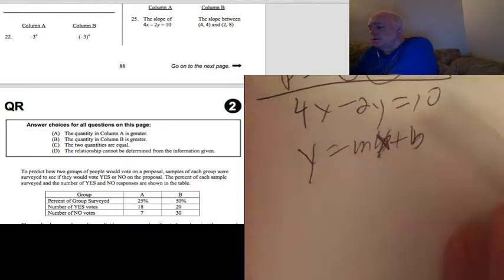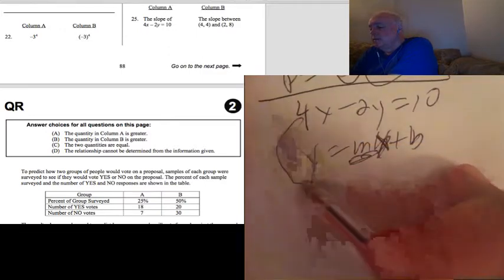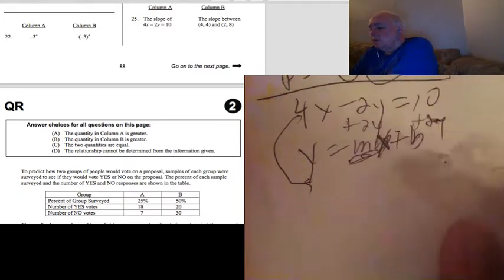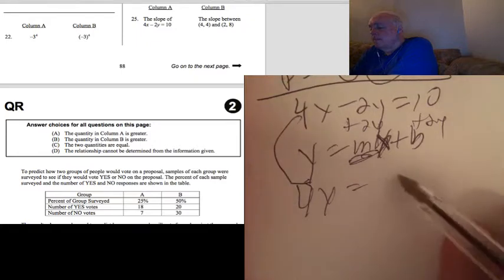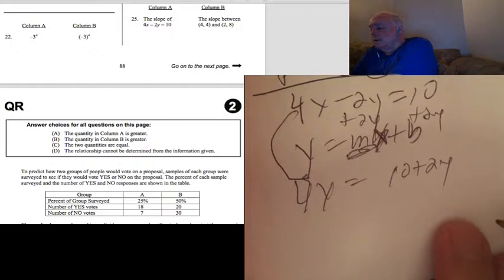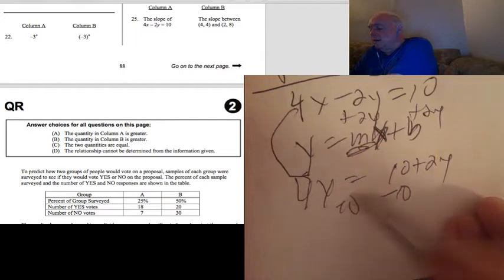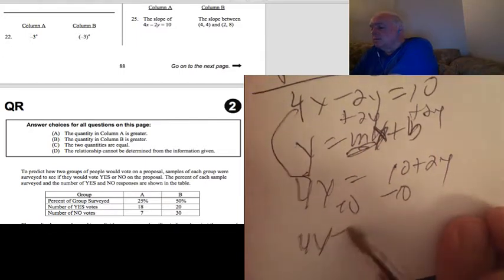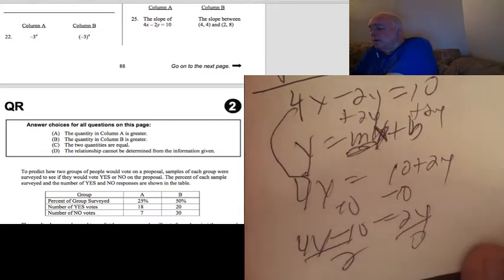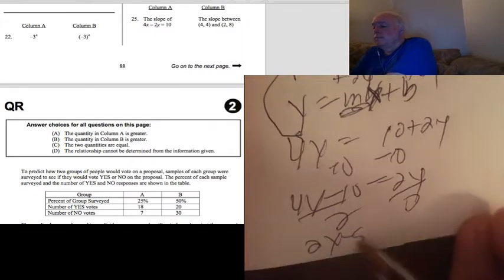So there's a few ways to do this. I'm going to add 2y to both sides. So I get 4x equals 10 plus 2y. And then I can subtract 10 from both sides. So I get 4x minus 10 equals 2y. And then I'm going to divide both sides by 2. So I'm going to get 2x minus 5 equals y. So 2 is our slope here for column A.